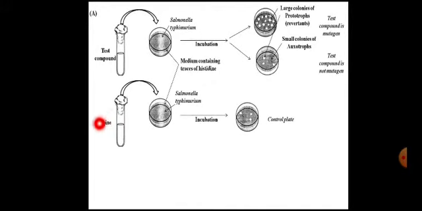Another set is run parallel to it. This is for the test compound, and this is without the test compound, that is saline. So saline is mixed with the same plate containing Salmonella typhimurium with traces of histidine. It is incubated. You can see the presence of large colonies. So in absence of this test compound, also you can see presence of large colonies. So you can compare this plate with this plate. So this indicates that the test compound is not a mutagen.